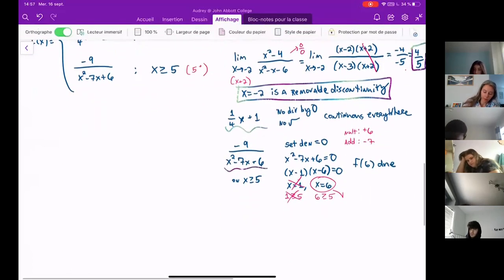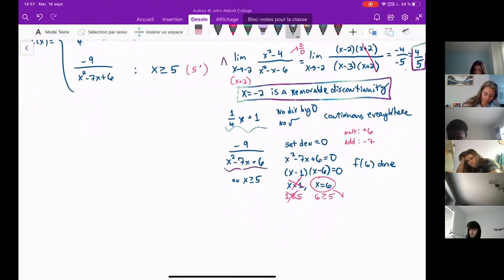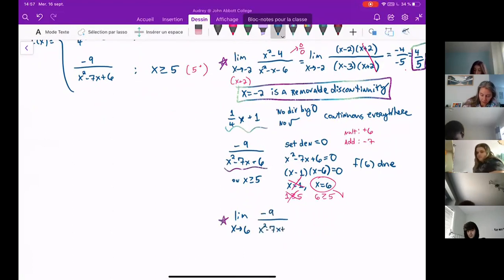So then we want to do the limit. The limit as x approaches 6 of f of x, so of the function that we're at, x squared minus 7x plus 6. And when I plug in, I get negative 9 over 0. What does that negative 9 over 0 tell me?